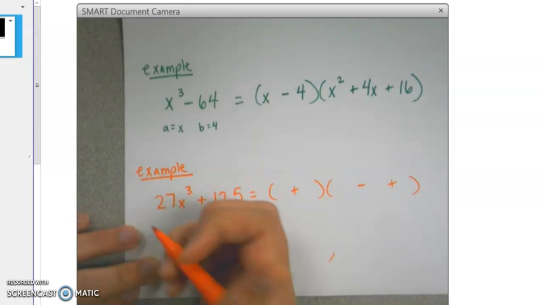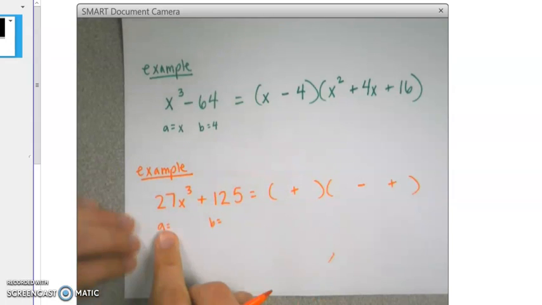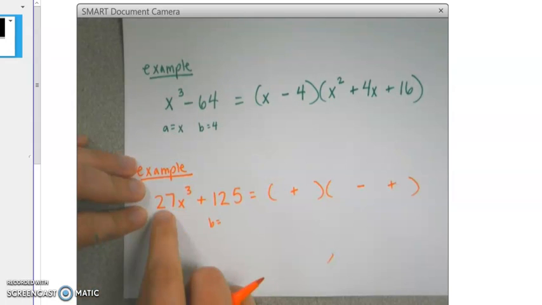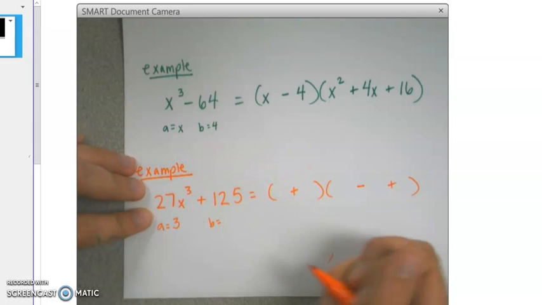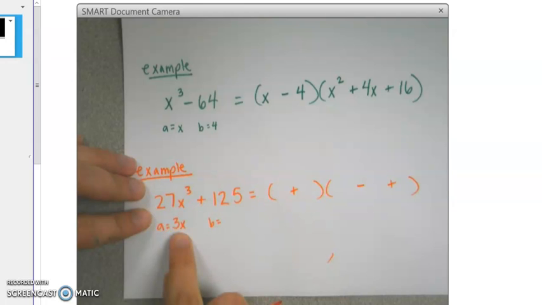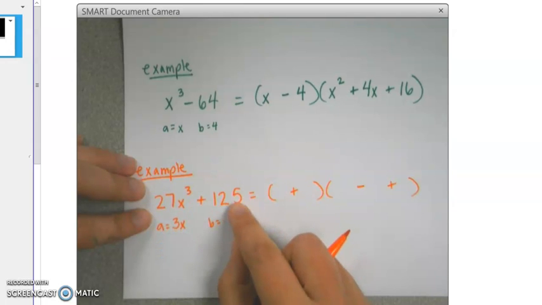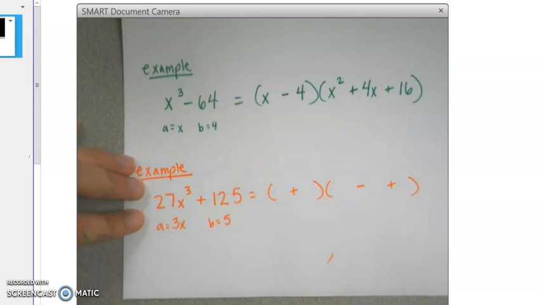So, again, it helps to identify your a and your b. So for this one, take it piece by piece. The cube root of 27 is 3, and the cube root of x cubed is x. So a is 3x. And here, the cube root of 125 is just 5. So b is 5. So when you're plugging in a and b, you're really using 3x and 5.